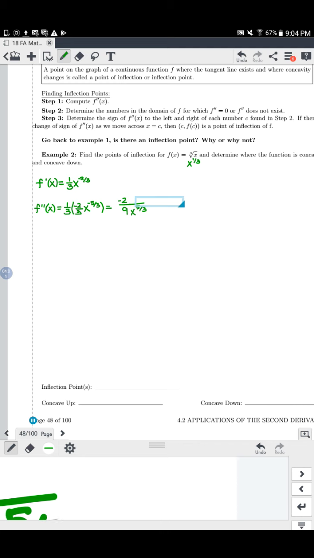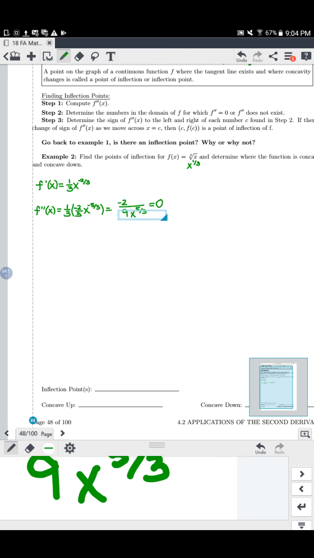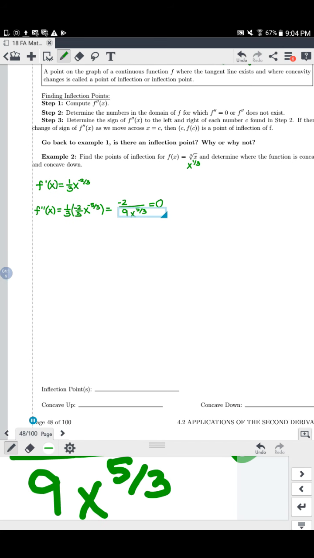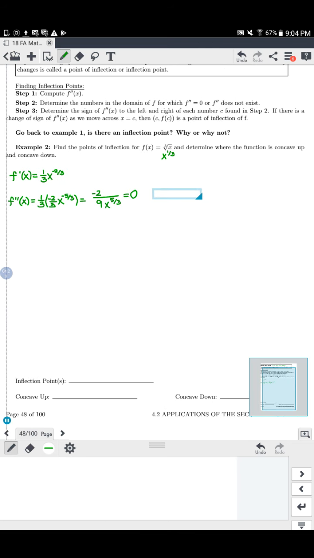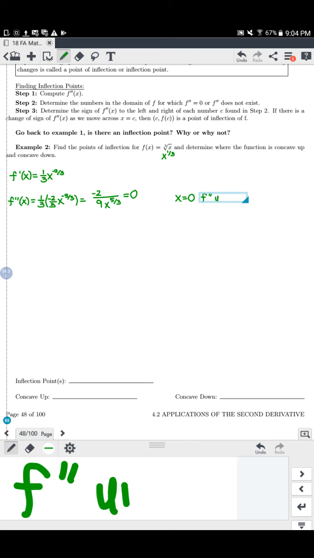So I want to think about what would make my second derivative 0 or undefined. Well, I can't make the numerator 0, so nothing's going to make this 0. I need 0 divided by something to be 0. I can only make the denominator 0. To make the denominator 0, I'd have to multiply 9 by 0. So it must be 0 being raised to the 5/3. So x equals 0 is a special number because it makes f double prime undefined. I make the denominator 0 there.